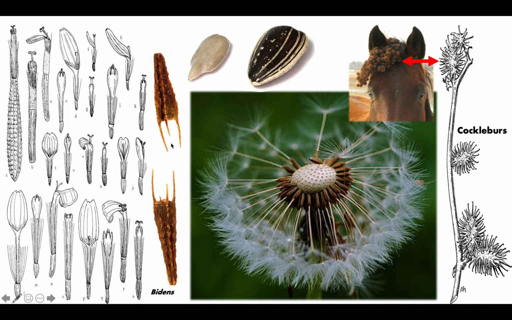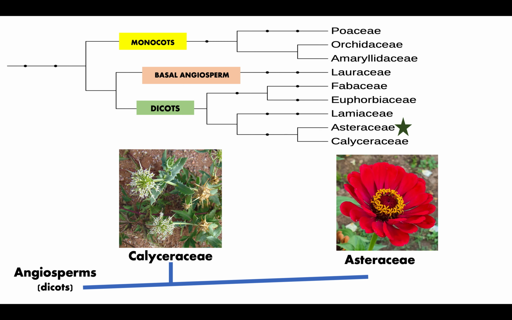A Swiss engineer took notice of these spiny Asteraceae cocklebur seeds attached to his clothes and his dog's fur by bristles on his hunting trips, which gave him the inspiration for inventing Velcro. Asteraceae is a dicot family, and you can see in context to the other angiosperm families, there are monocots, dicots, and basal angiosperms.